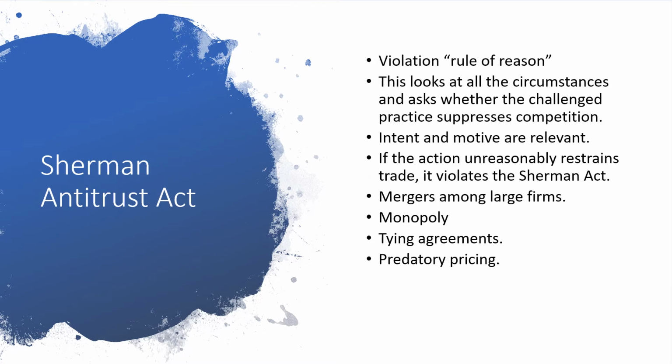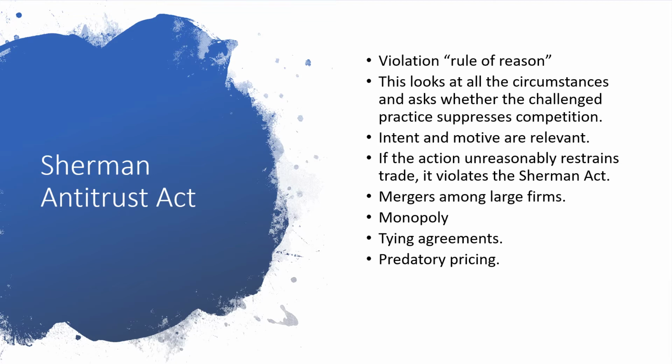The second kind of violation is called a rule of reason violation. With these violations, trade practices are illegal only if they place an unreasonable restraint on trade. This looks at all the circumstances and assesses the impact of the practice. Intent and motive are important. This requires the court to assess the impact of a practice on competition.